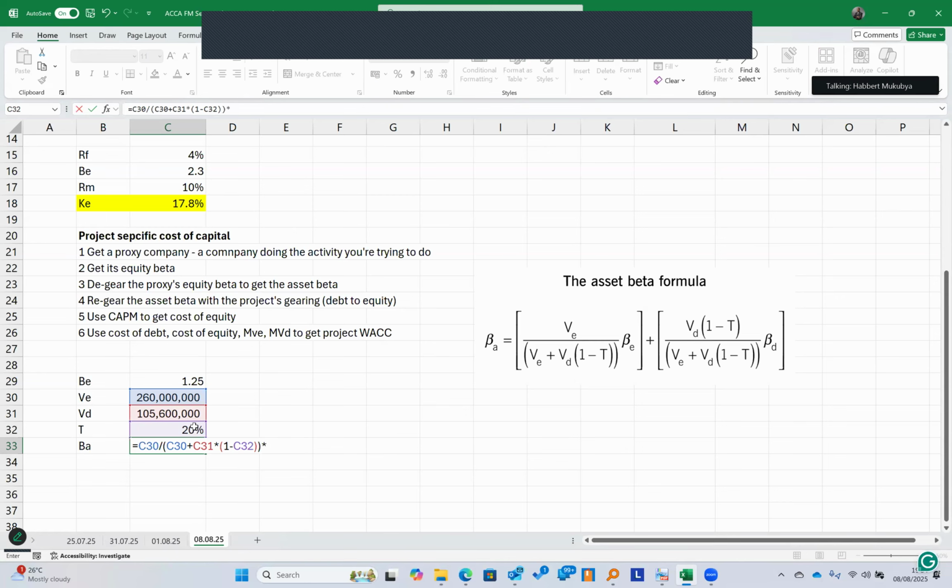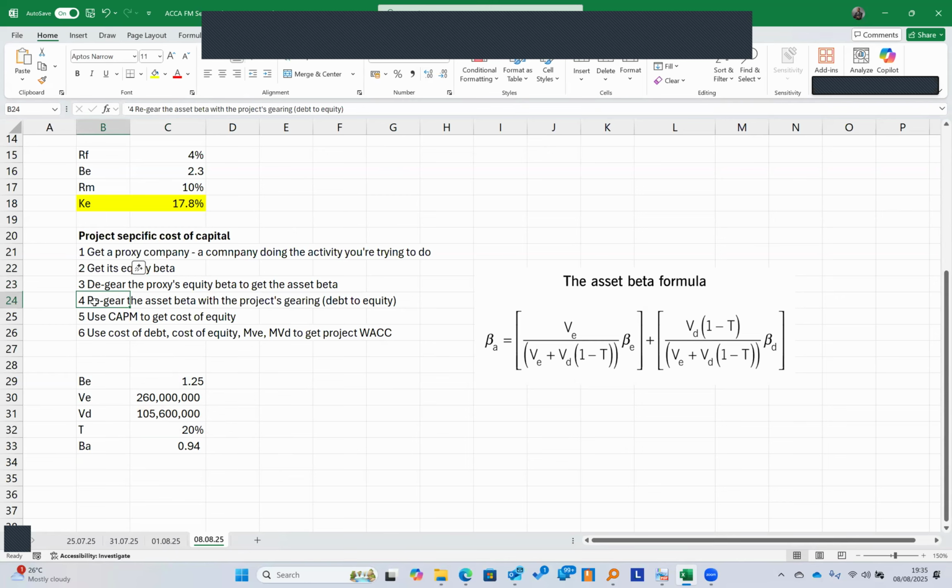Multiplied by equity beta. So that gives us 0.94. So that is now the asset beta. So we have gone to step 3 now. We have finished step 3.